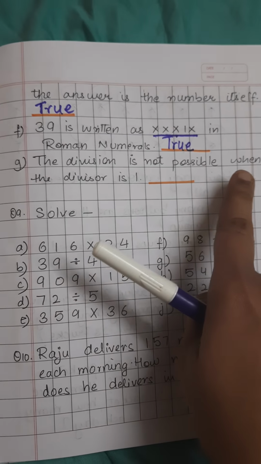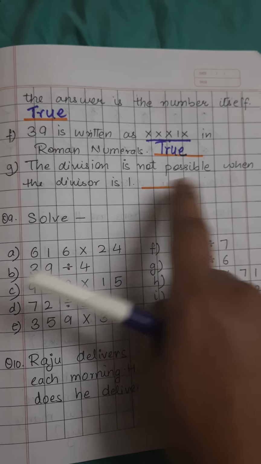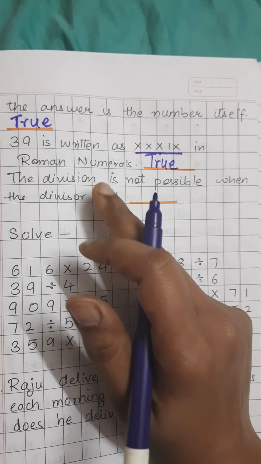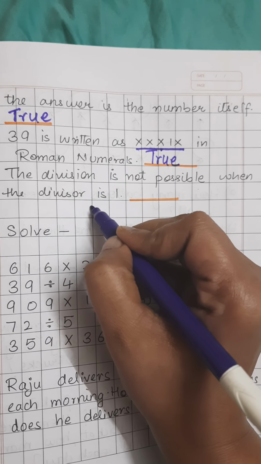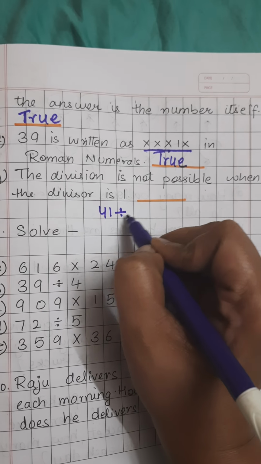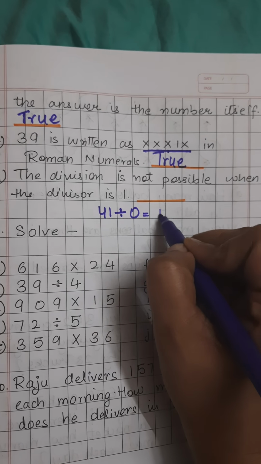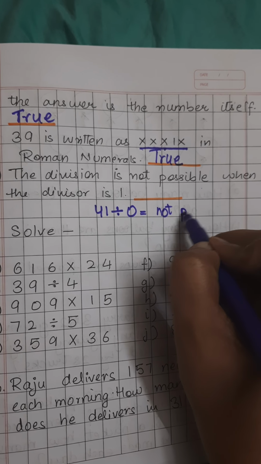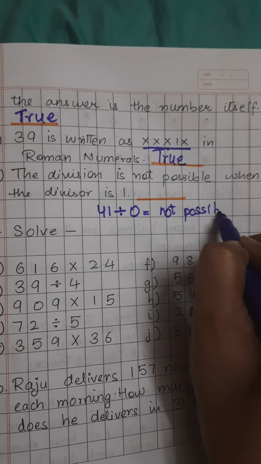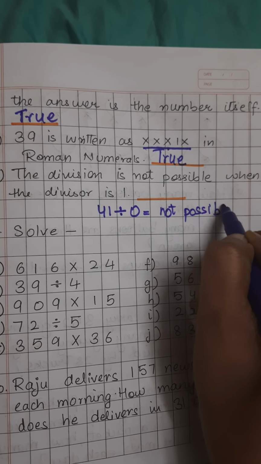The division is not possible when the divisor is 1. Is it so? No, the division is not possible. Suppose example 41 divided by 0. This is not possible. The division will not take place when the divisor is 0. So this statement is false.